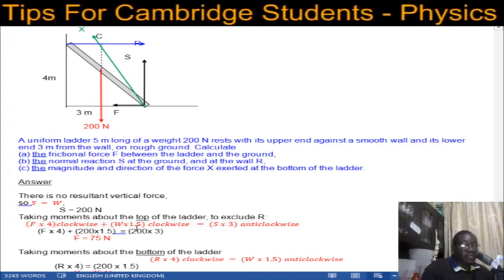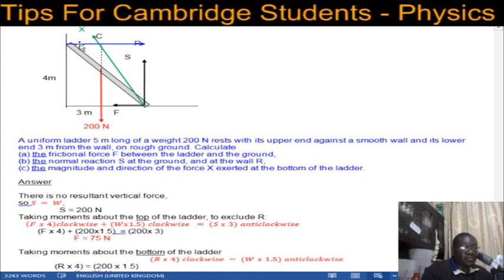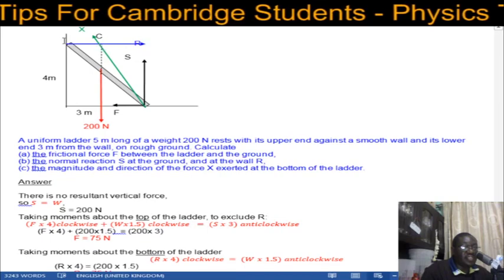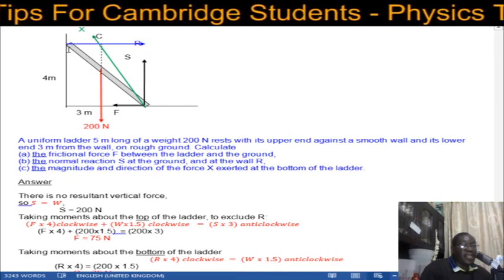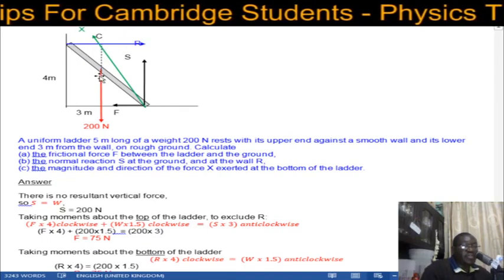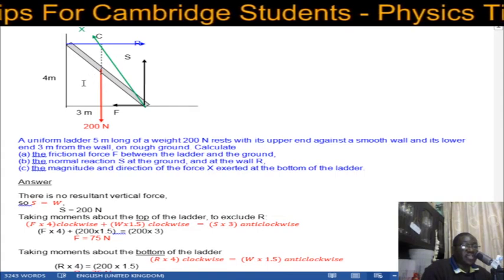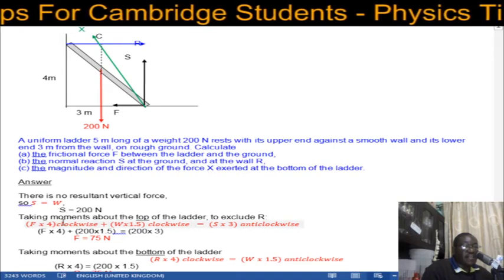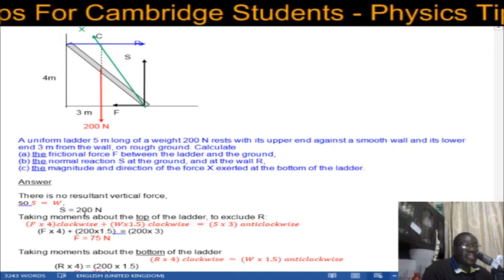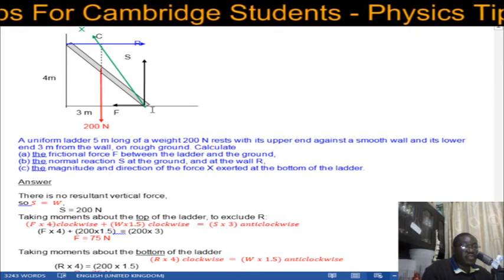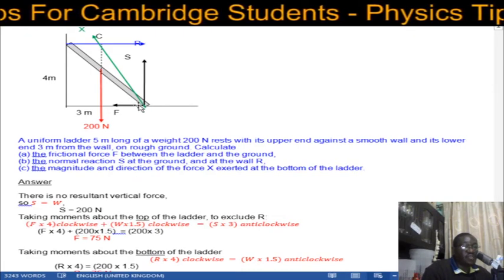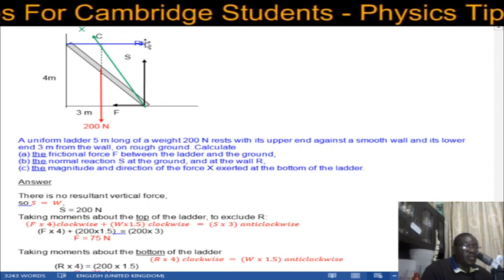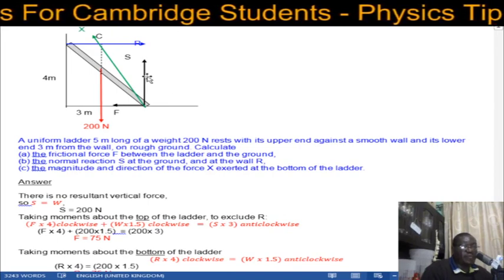Then if we take moments about the top of the ladder here, we are going to exclude this R here because there's no distance moved about that. So we can say clockwise moments is equal to anti-clockwise moments. The clockwise moments about there will be the weight of the ladder, and then we do have also the frictional force from there. That is also a clockwise moment. And then S has an anti-clockwise moment about there as well.